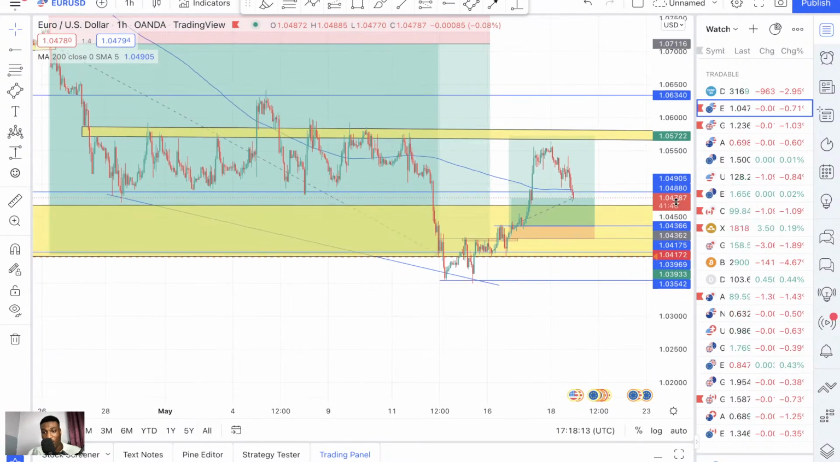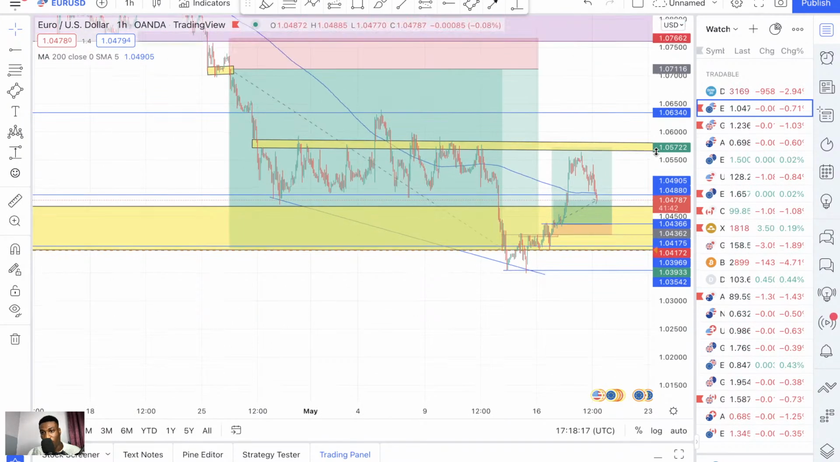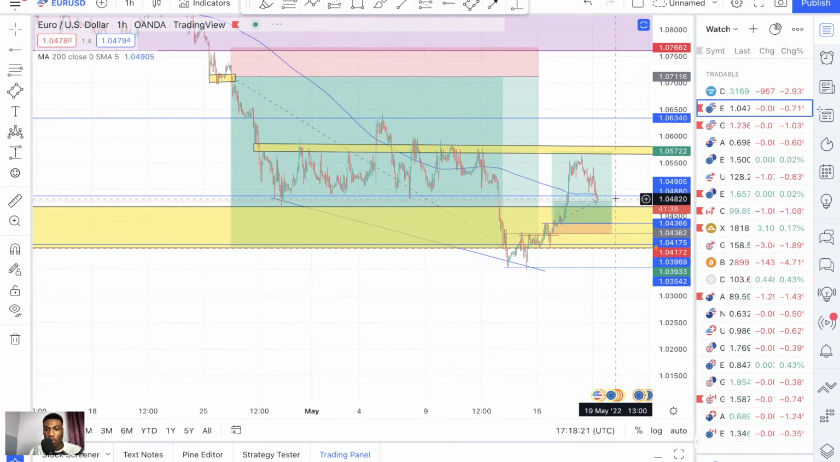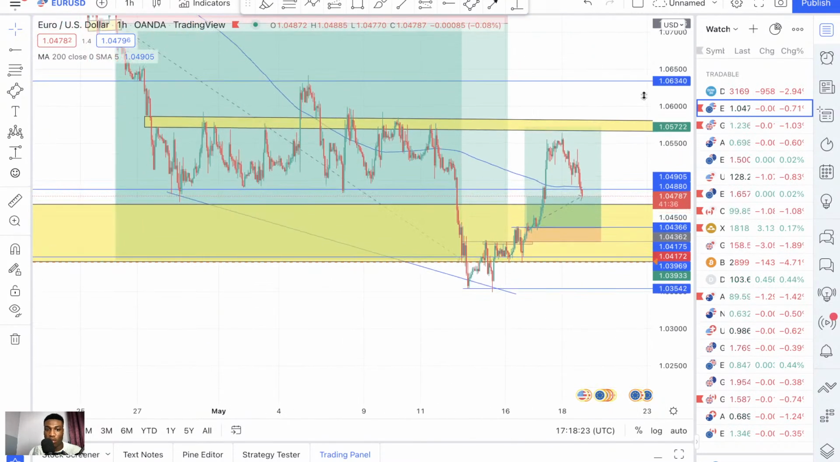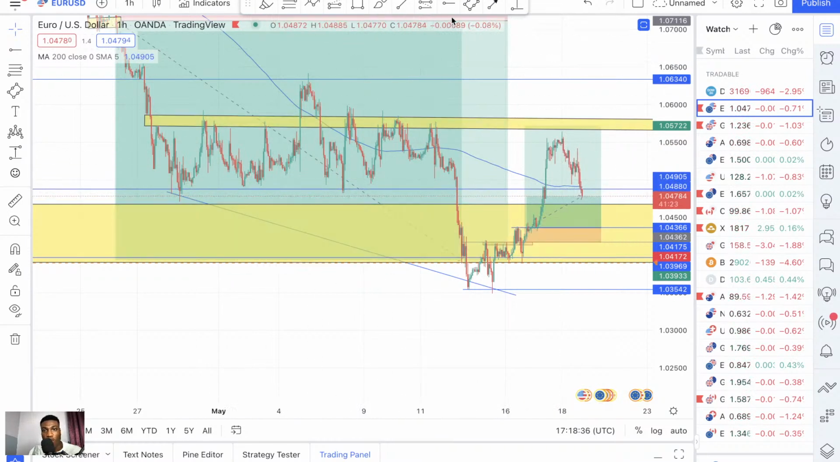Now, Euro USD generally doesn't look good, based on fundamental analysis. So a confirmation to go short on Euro USD would be if price sustains a bearish momentum below this support. I'm going to highlight the support for you guys right now.